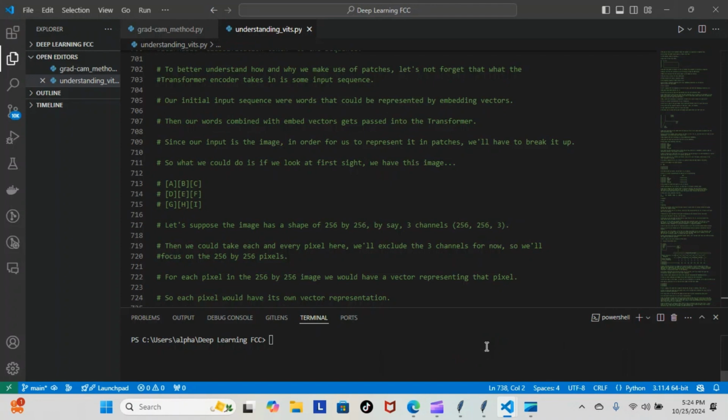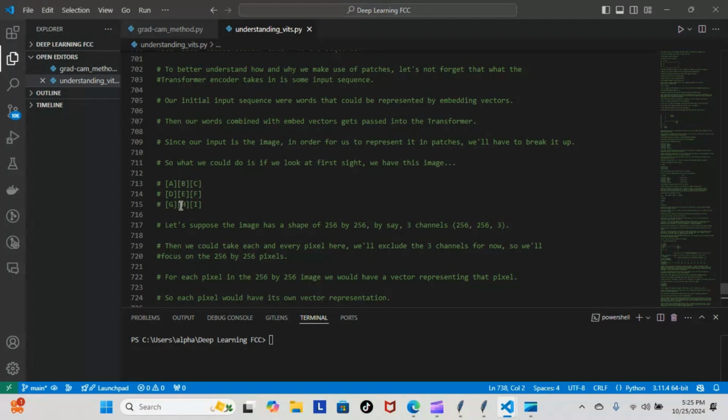So to better understand how and why we make use of patches, let's not forget that what the transformer encoder takes in is some input sequence. Our initial input sequence were words that could be represented by embedding vectors. Then our words combined with embedded vectors get passed into the transformer. Since our input is the image, in order for us to represent it in patches, we have to break it up. So what we could do is, if you look at first sight, we have this image.